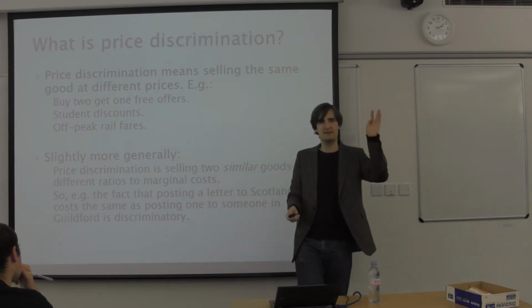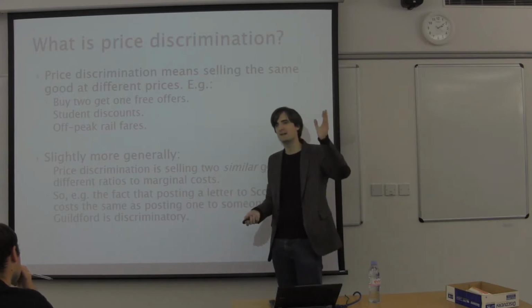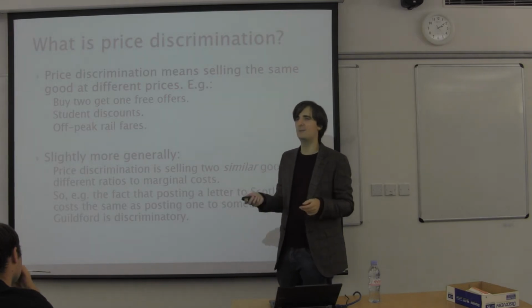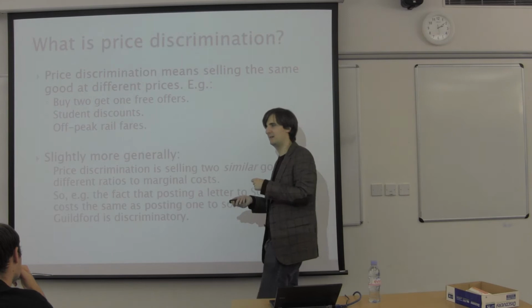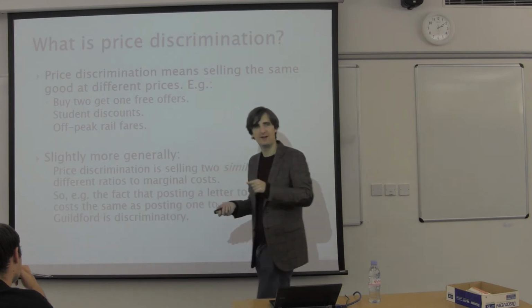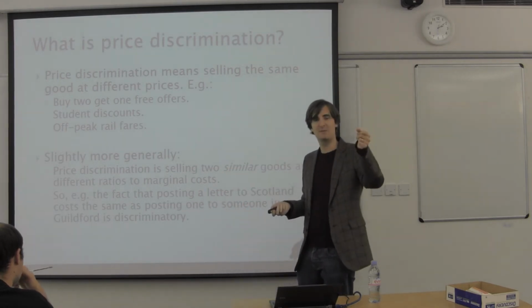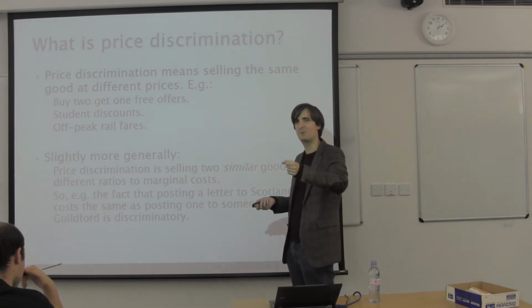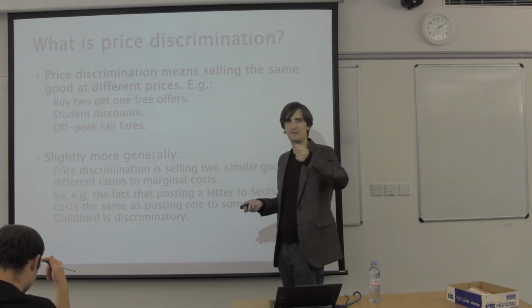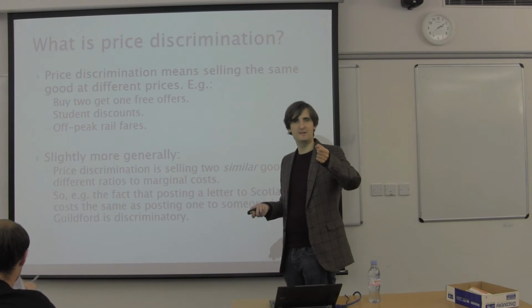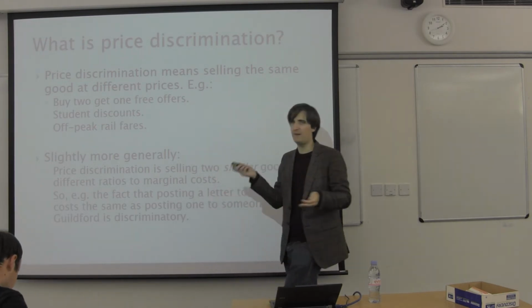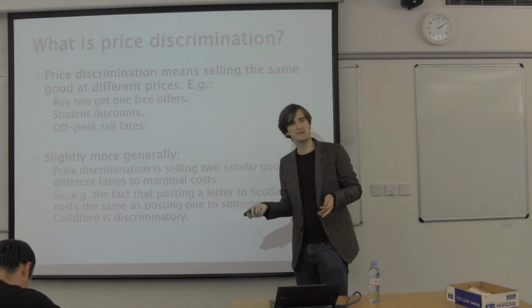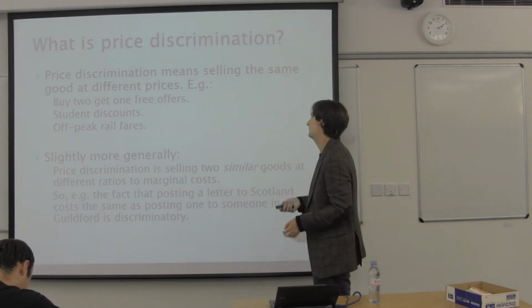Okay, my parents live in Scotland. If I want to post them a letter, it'll cost exactly the same as posting a letter to my sister who lives in Cambridge, despite the fact it's going to cost the postal service a lot more to get a letter to Scotland than to Cambridge. So the marginal cost of sending a letter to Scotland is quite high, the marginal cost of sending a letter to Cambridge is low, but you pay the same price for both of those goods. So that's also kind of price discrimination.